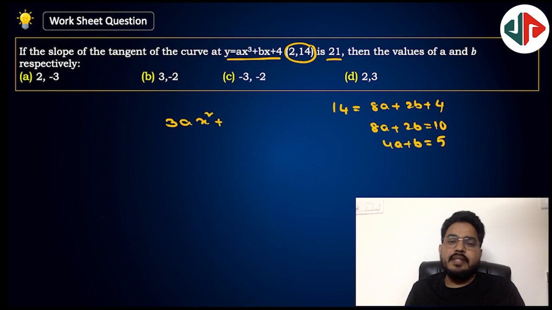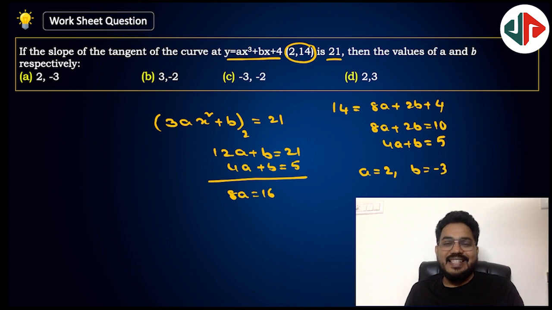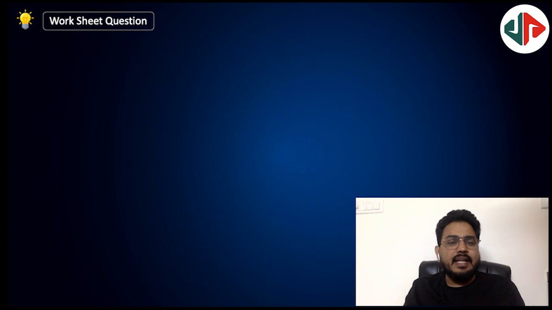3a x square plus b at 2 is equal to 21. So 12a plus b is equal to 21. 4a plus b is equal to 5. So from here, 8a is equal to 16. So a is equal to 2, b is equal to minus 3. Then they are asking, 2 comma minus 3 is the answer. So tangent means this point must be on the line or curve.